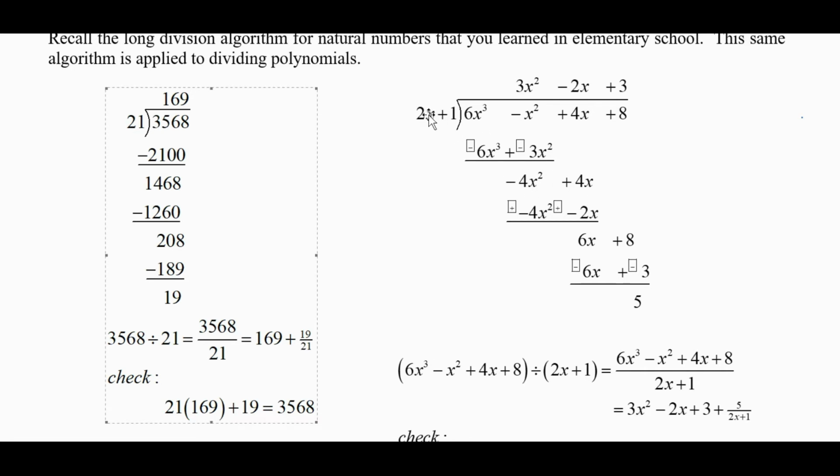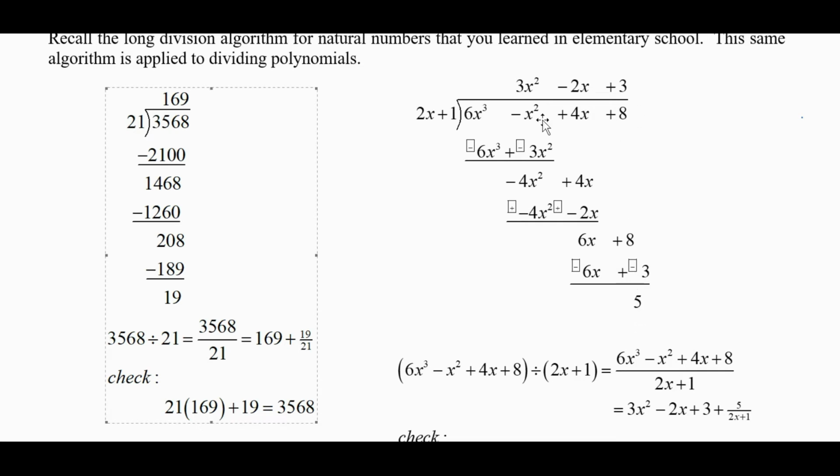Negative 4x squared divided by 2x is negative 2x. Negative 2x times 2x is negative 4x squared. Negative 2x times 1 is negative 2x. Change the sign from negative to positive and add. This term cancels, which is our whole point right there. This adds up to 6x, bring it down another term. 6x divided by 2x is 3. 3 times 2x is 6x. 3 times 1 is 3. Change the signs and add. We get 8 minus 3 is 5.